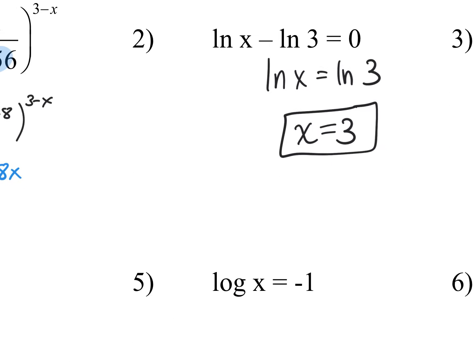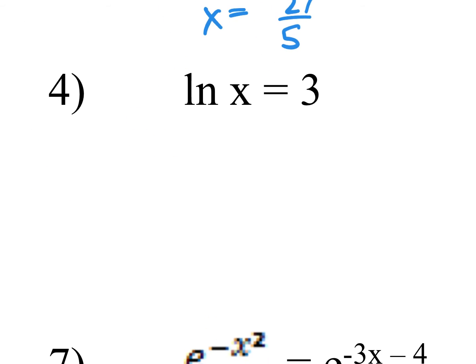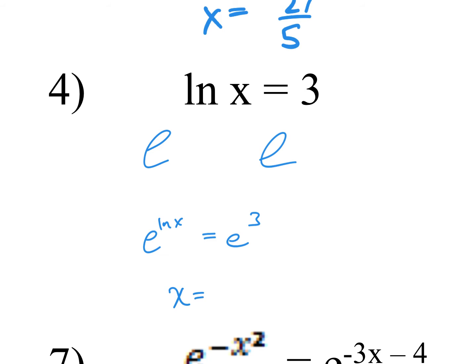Number 4, I have the natural log of x equals 3. So in the reverse of what I just did, I'm going to exponentiate each side. In other words, rewrite this with base e to the ln of x and e to the third. Just to rewrite that, I have e raised to the natural log of x equals e to the third. Well, on the left-hand side, the e and the natural log undo one another. I'm left with simply x. And on the right-hand side, e to the third.